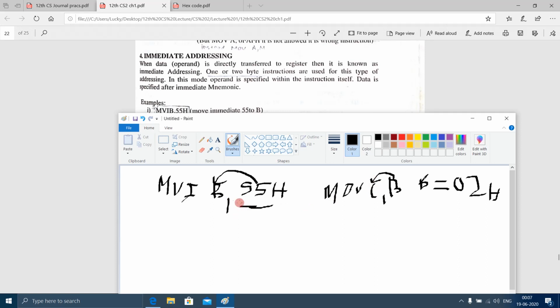But here we are directly specifying the content. We are not specifying the register. We are specifying the content. So 55 will be copied into B. So B will be equal to 55H.